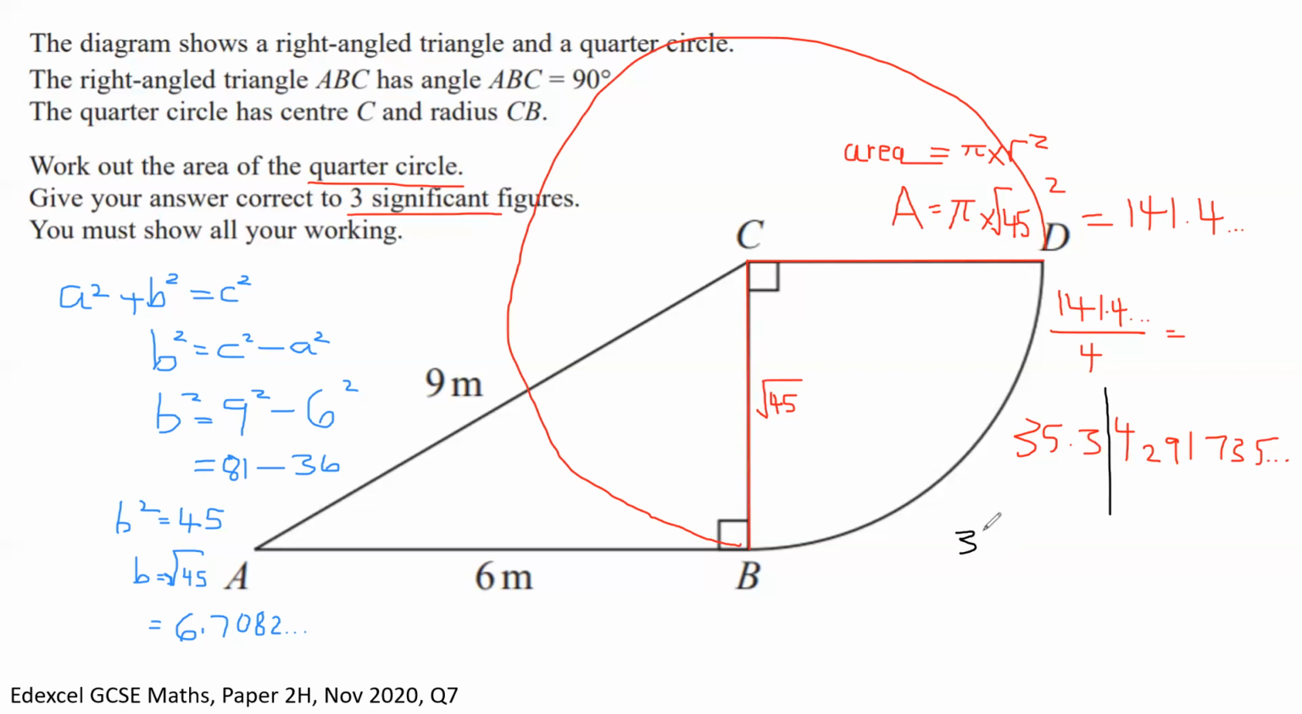So to round this to 3 significant figures, we've got 35.3. And then our units, we're working in meters. But because we found the area, we've involved 2 of these meter lengths. Therefore, we're going to be doing meters squared. And that is your final answer for this question.